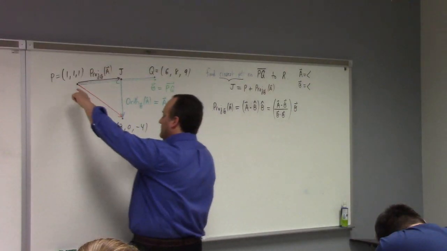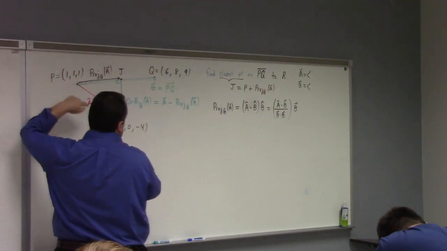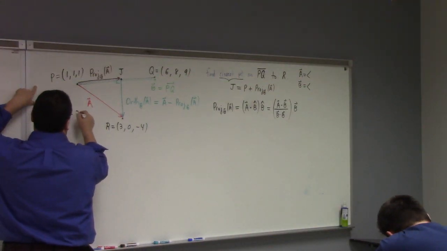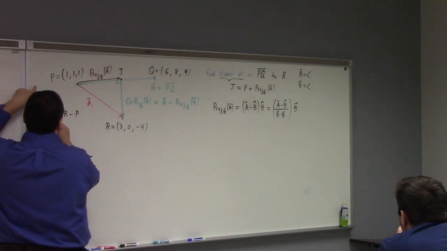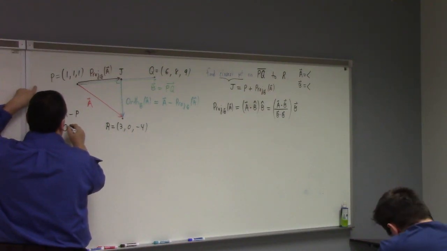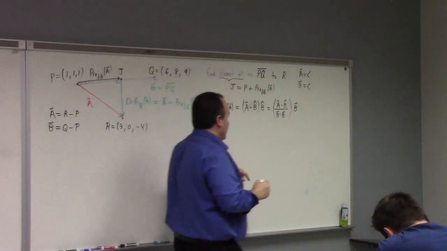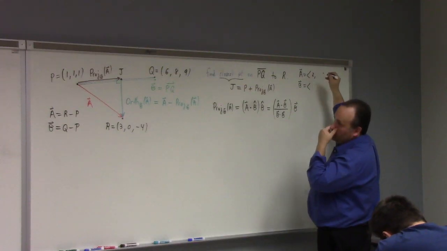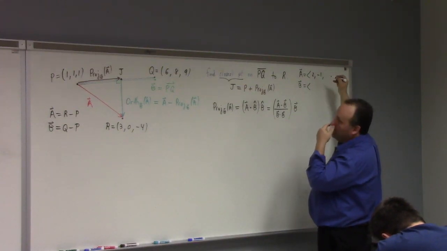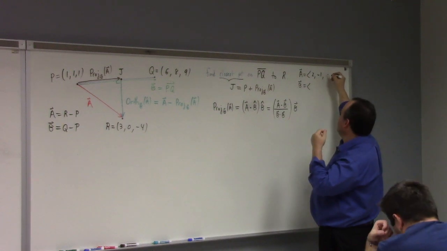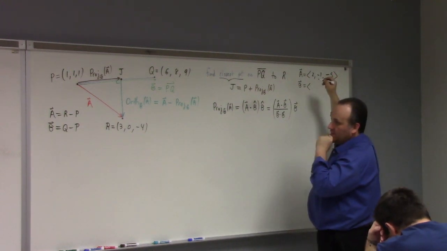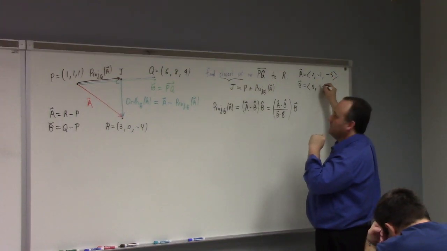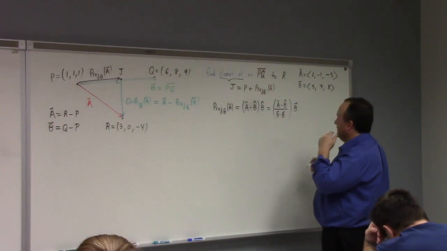How do I get A? I do R minus P, right? And my B vector is what? It's PQ, right? It's Q minus P. So specifically, that is what? 2, minus 1, minus 5. And the B vector is 5, 7, 8. All right, cool.